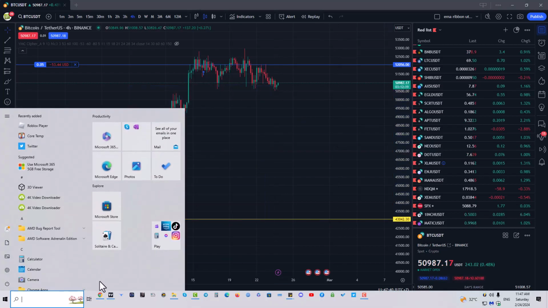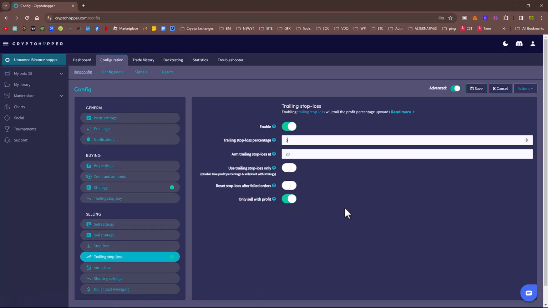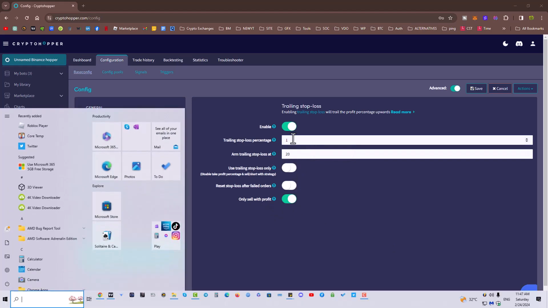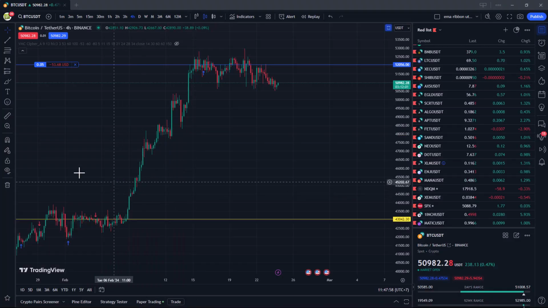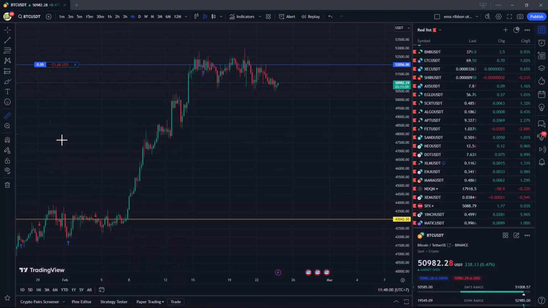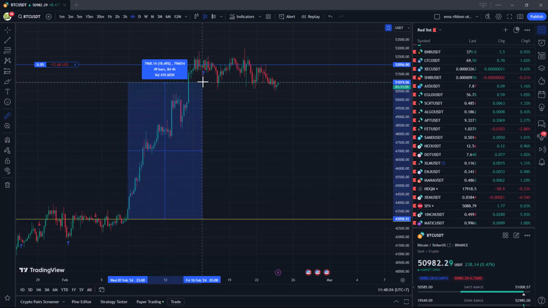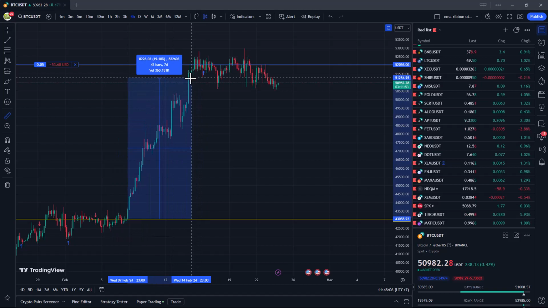Let's have a look at one more setting, one more example. We've got 20 arming, and let's say 1. Very tight. So you're looking as close to 20% profit as we can get. You buy Bitcoin, $100 you pay. It goes up 20%. It activates the trailing stop loss.